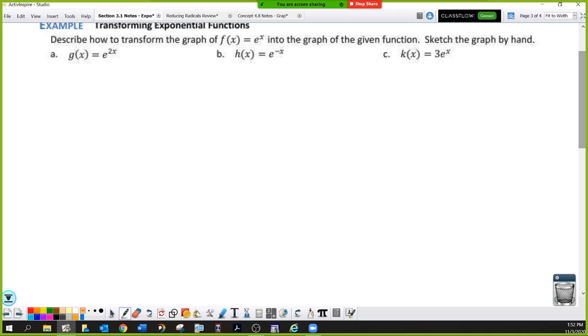So this is the same basic 3 questions, except they're e instead of some other base. But I think that the process still works the same. Yeah. Yes, if the k value is not there explicitly, it's a 1. Yeah, so like for part B, k is -1. And for part C, k is just 1, like you said.